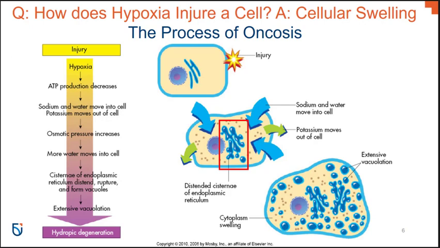Now, if cellular swelling affects one cell, not a big deal, but if cellular swelling affects all of the cells or many of the cells of an organ, then that entire organ will increase in weight because of this oncosis, and it will become very distended and very pale. And I'm referring to the entire organ. Organ increases in weight, it's very distended, and it's very pale in color because of this overall process of cellular swelling that affects an entire organ. Recall that cells form a tissue, tissues come together and form an organ.